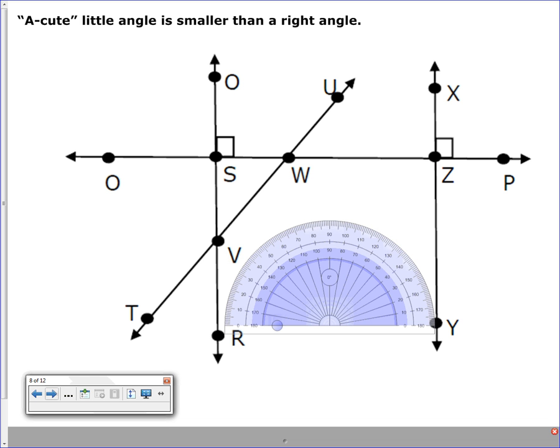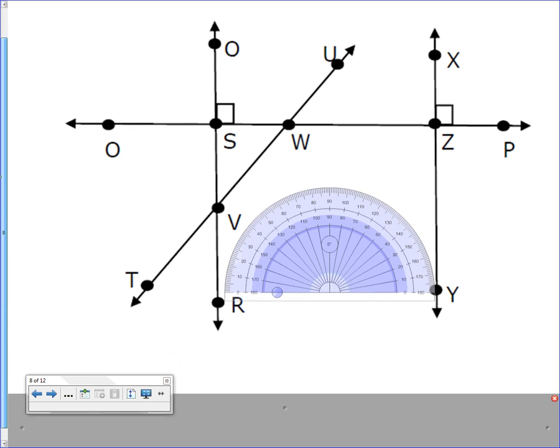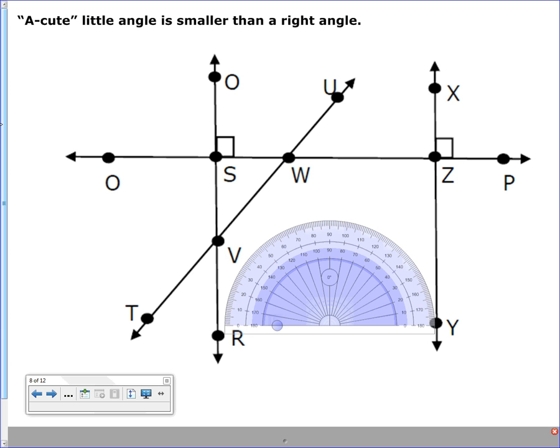An acute angle is smaller than a right angle. How much smaller? Doesn't matter. It's less than 90 degrees. It could be 89.99, 89 and 99 hundredths of a degree. That is less than 90, therefore it is an acute angle.